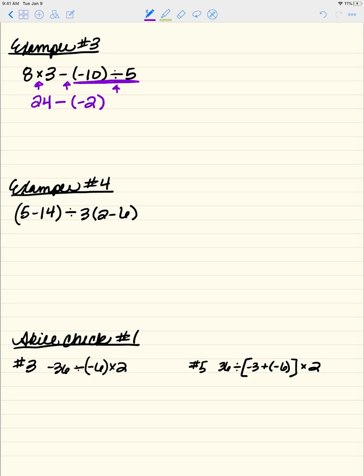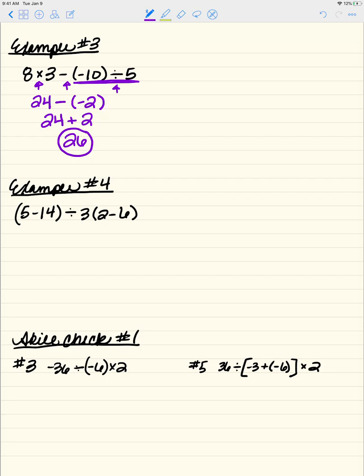So now we have 24 minus negative 2. Change your subtraction to addition and add the opposite. The opposite of negative 2 is positive 2. 24 plus 2 is 26, and I circle my answer because there's going to be a lot of work shown on your pages and you need to identify your answers. That is a requirement.